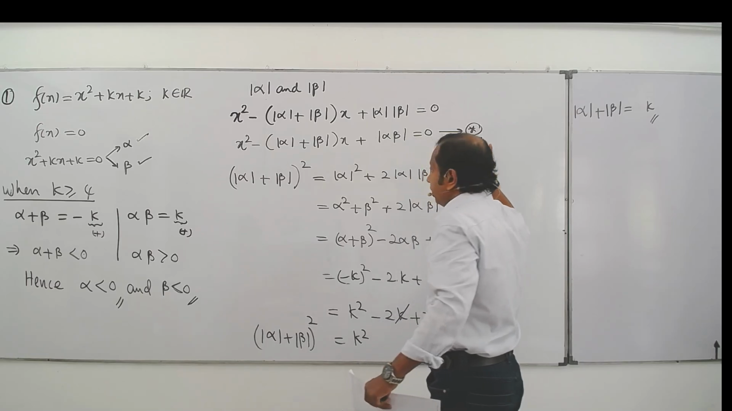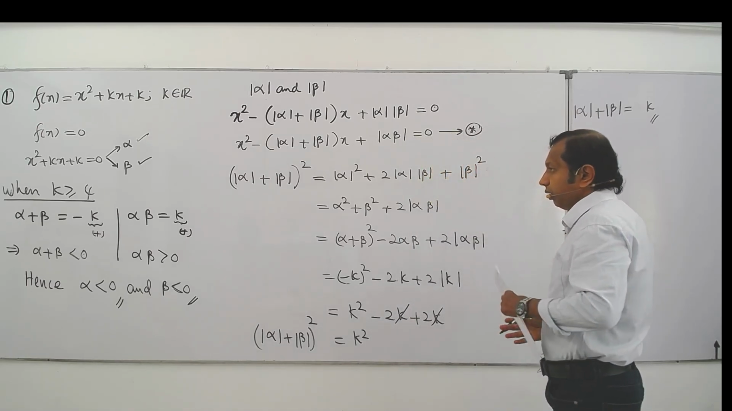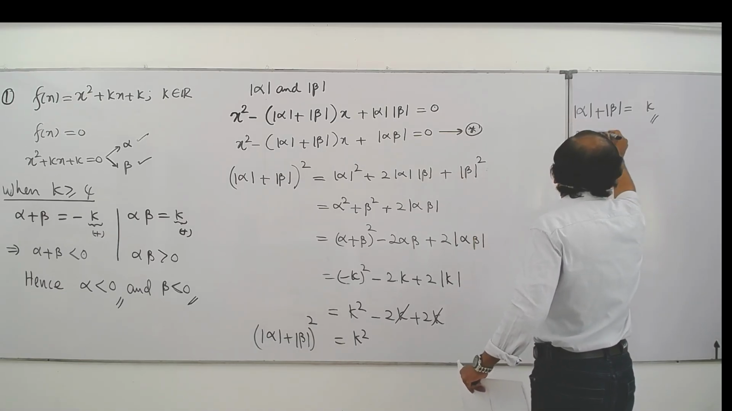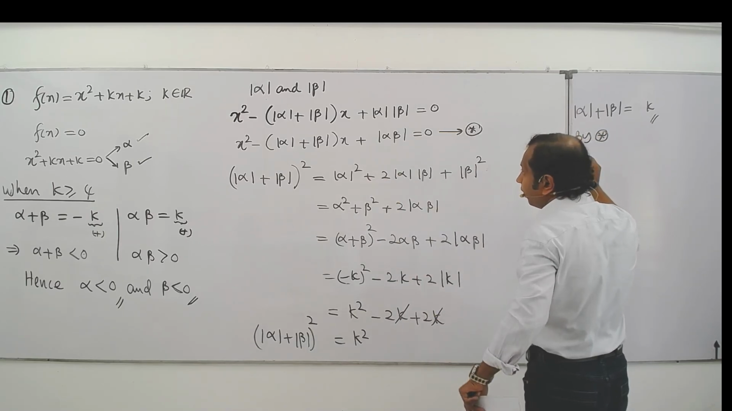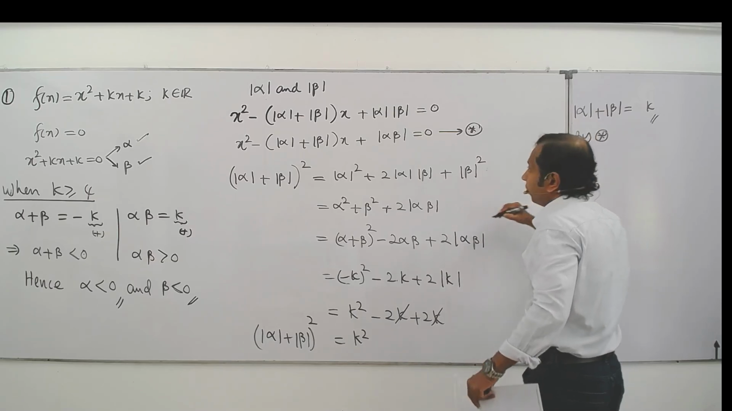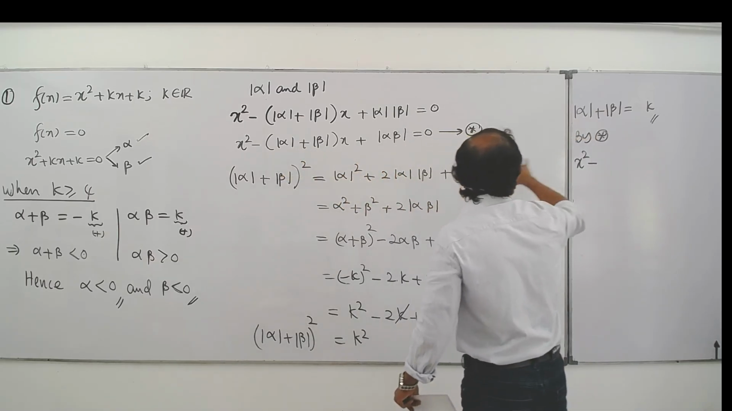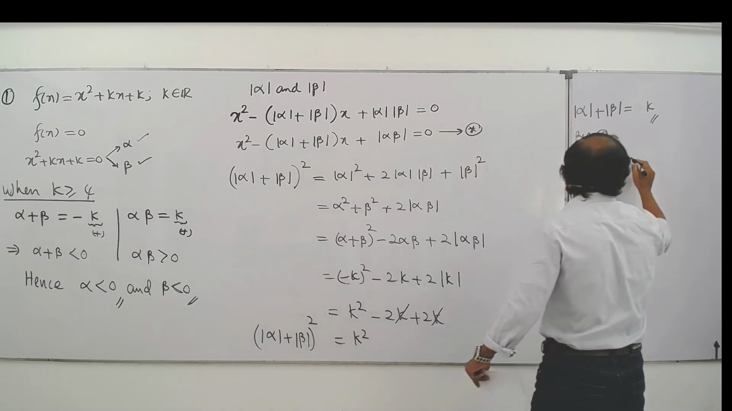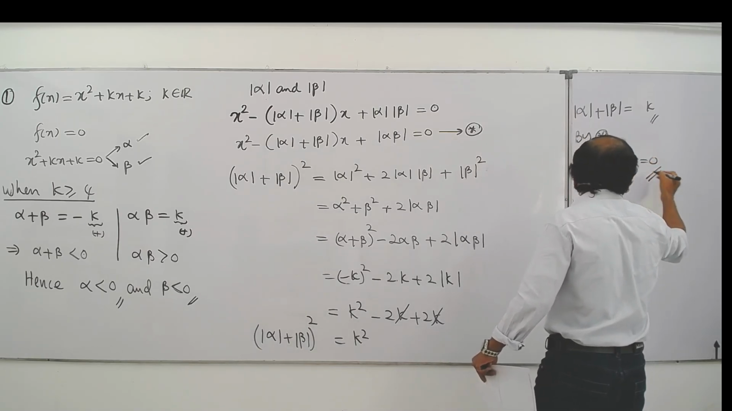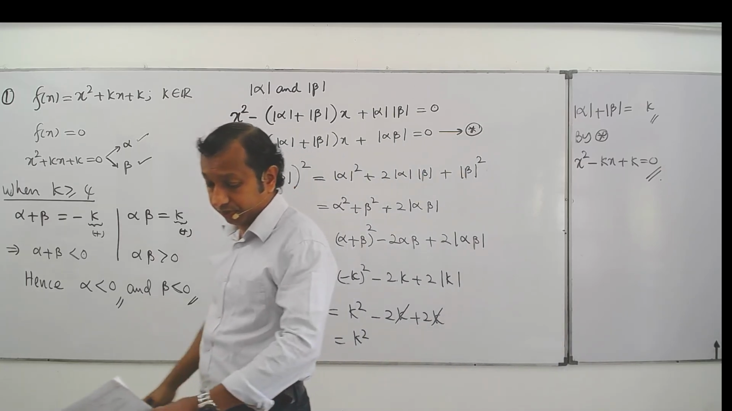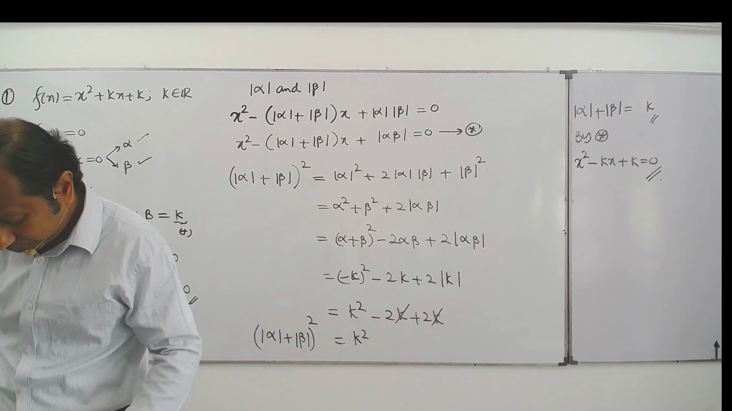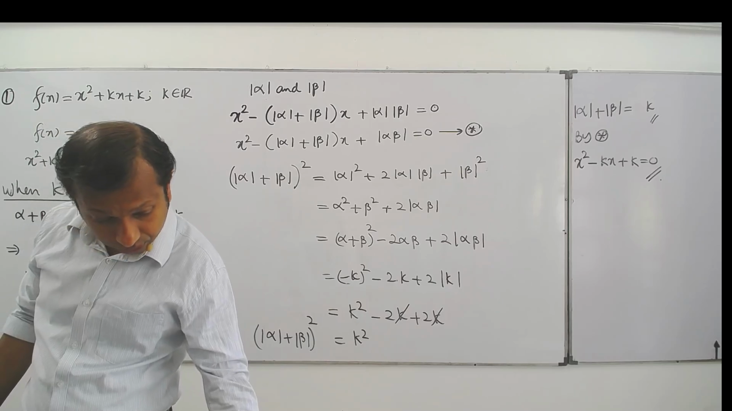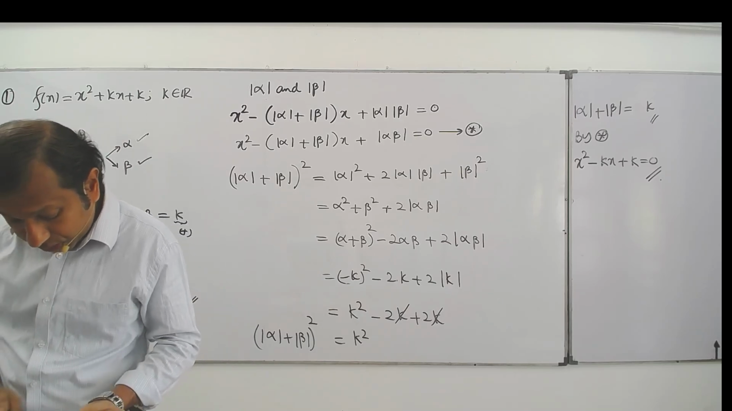Then we can write the equation with the roots mod alpha and mod beta. Therefore, by star, we get x squared minus mod alpha plus mod beta, which is now k, kx plus mod alpha beta, which is k, equals 0. This is the required equation. Okay, now we'll come to question number 2.